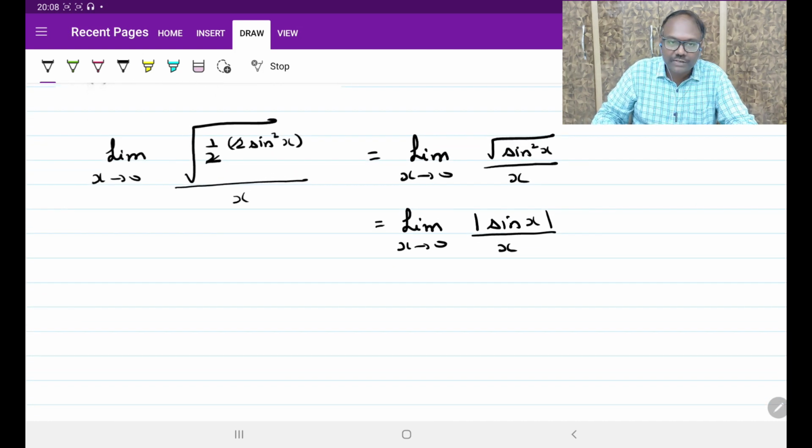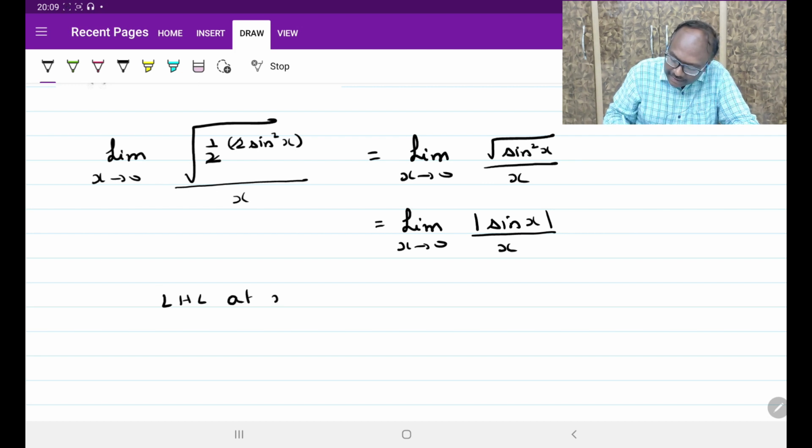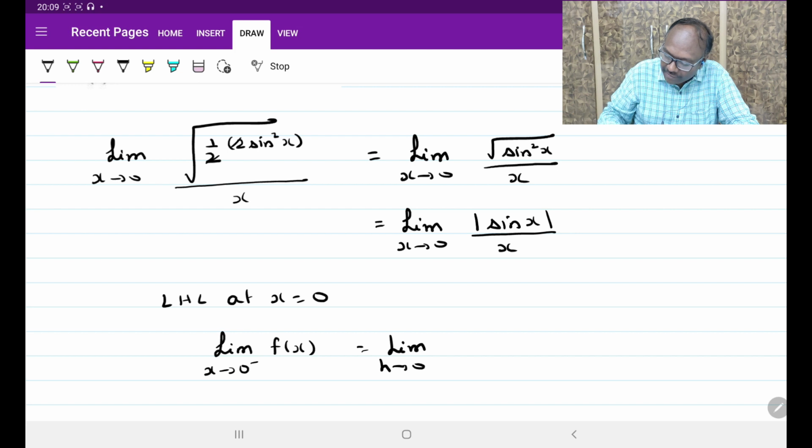Since we have a modulus function, we have to find the left hand limit and right hand limit. As we are finding limit x tends to 0, the tending value is 0, so the definition changes at 0, so we have to find the left hand limit and right hand limit. So let's find the left hand limit at x equal to 0. Limit x tends to 0 minus f of x is equal to limit h tends to 0. We get f of x as modulus of sin x by x. So in place of x we write 0 minus h, and the denominator is minus h.